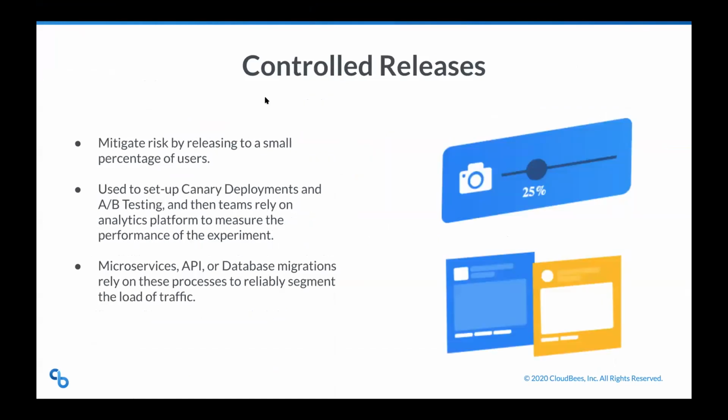All right, so testing and experimenting in production is not only a great way to continuously improve software, but it also can help mitigate risk because we have the ability to release to a percentage or a small subset of users, and this is where controlled releases come into play. So overall, controlled releases can be thought of much like setting up a lab for statistical testing.